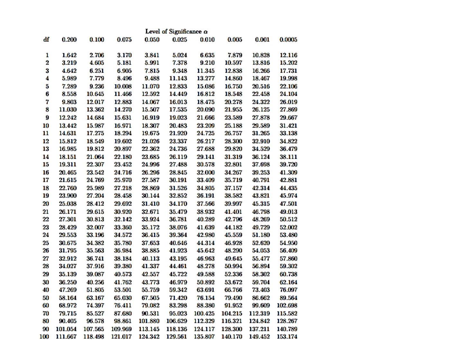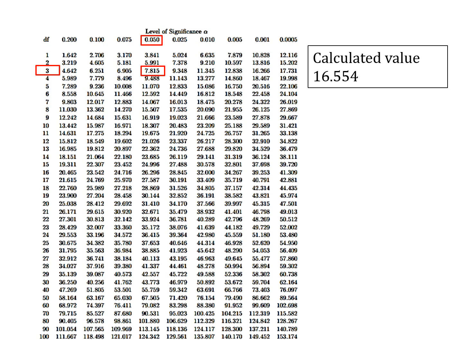Consulting the chi-square table, so 3 is our degree of freedom, and what is the level of critical probability that we look at? It is 0.05. And the table value is 7.815. So our calculated value is 16.554, which is much greater than the table value. So what we are going to do with the null hypothesis, are we going to accept it or are we going to reject it?